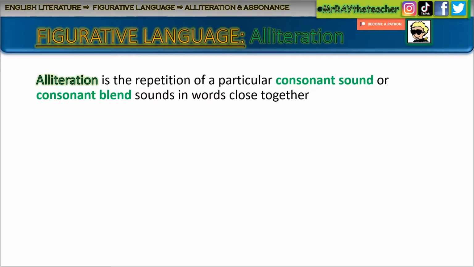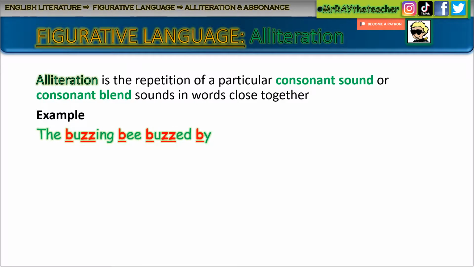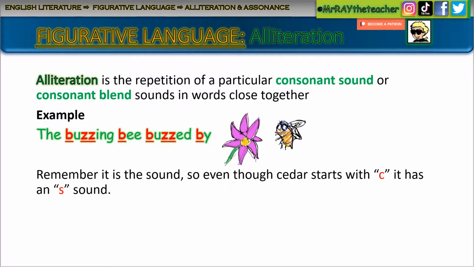So getting to the nitty-gritty, alliteration is the repetition of a particular consonant sound or consonant blend sounds in words close together. For example, the buzzing bee buzzed by. So we got the repetition of the z sound and the b sound. There's my flower and my buzzing bee. And remember, it's the sound.